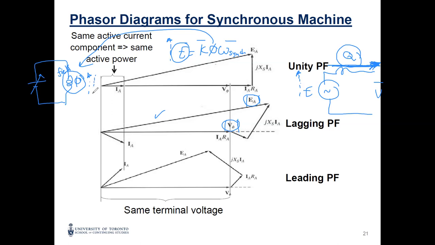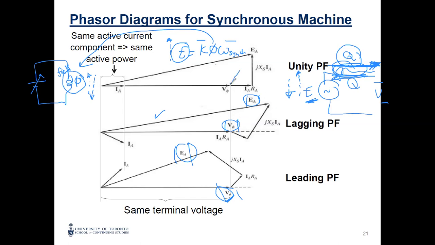If you decrease your flux, E will be smaller. Now you turn from supplying reactive power to absorbing reactive power, okay? And this is the case of the leading power factor, because now you are absorbing. The magnitude of the terminal voltage is larger than the E. Of course, if you can reach the point that E and V are equal in magnitude, plus the voltage drop here, now you will reach the level of unity power factor.